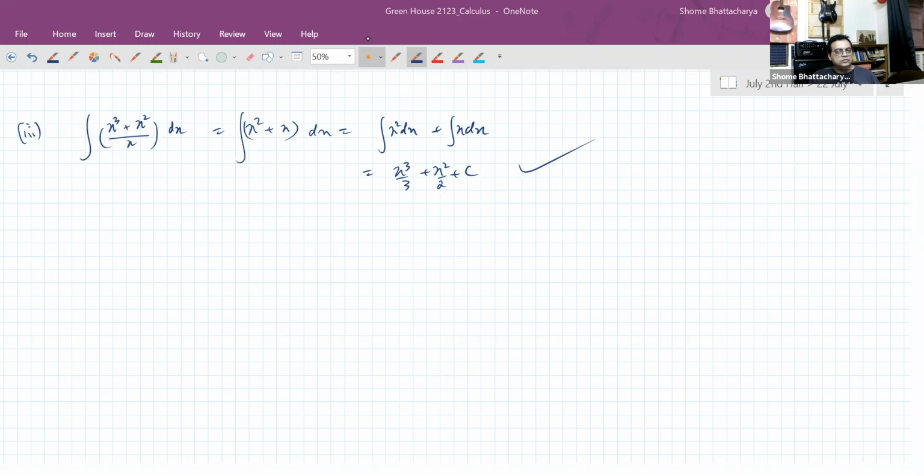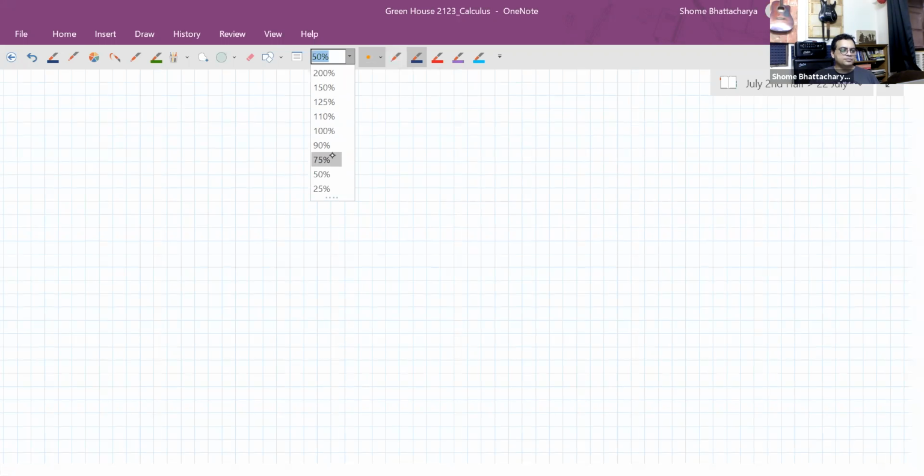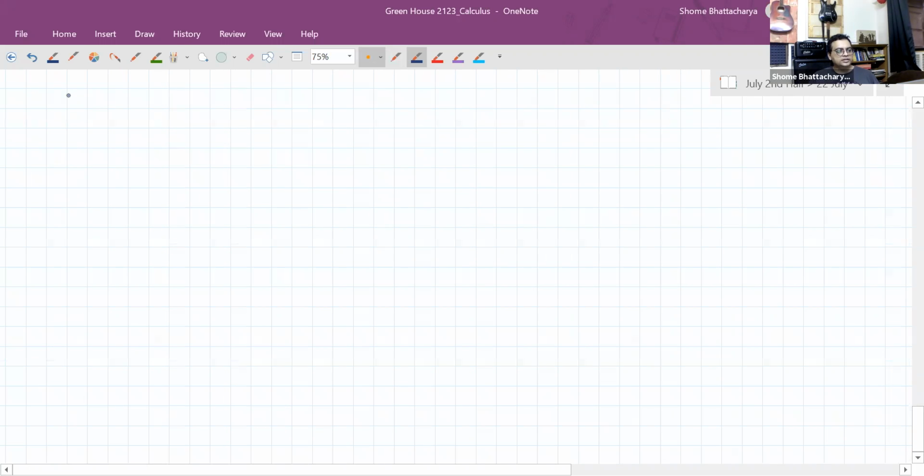Okay, now next thing we'll do is, of course, we'll come back to definite integration also in a bit of time, but we will see something called integration by substitution as part of indefinite integration.